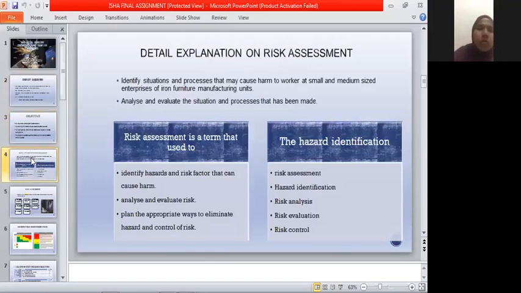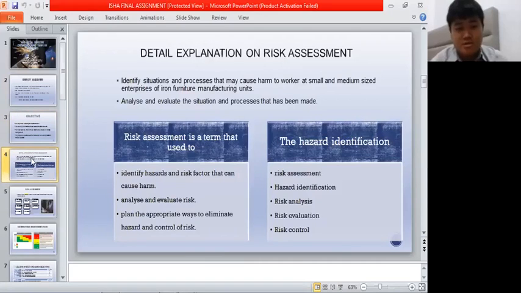Okay, for the detailed explanation of risk assessment, the first step is to identify the situations and processes that may cause harm to the worker, whether in a small or medium-sized enterprise. The second is to analyze and evaluate the situations and processes that have been identified. For risk assessment, the terms used are: identify hazards and risk factors that can cause harm, analyze and evaluate risk, and plan the appropriate ways to eliminate hazards and control risk.